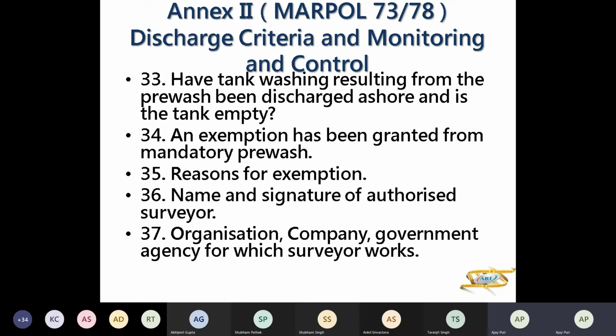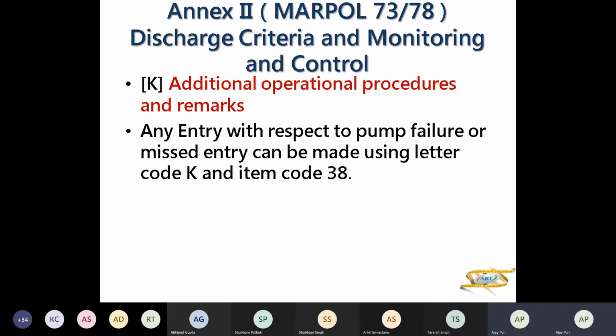Then was the washing discharge ashore and the tanks emptied? Was an exemption granted for mandatory pre-wash? If you are exempting it, then the surveyor has to write why he exempted it. Then you have to write his name, signature, organization, and government agency for which the surveyor is working. This will all be mentioned by the surveyor.